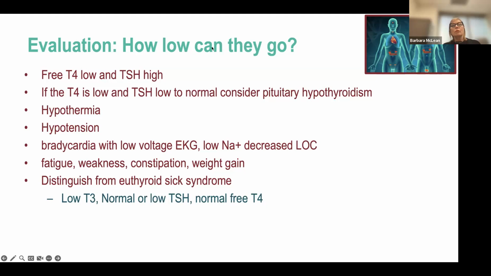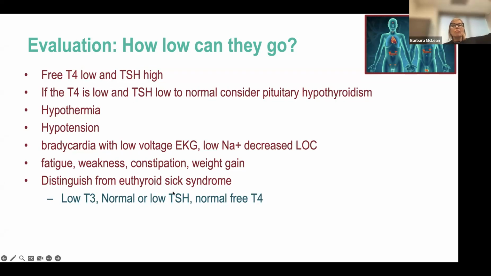Okay, so typically with myxedema coma, your free T4, this is good enough. T4 and TSH are fine here. T4 is low, TSH is high. Problems at the thyroid gland, your pituitary is responding appropriately. If your T4 is low and your TSH is low, you're now going to consider that this may be central pituitary hypothyroidism. But by the way, ultimately, that also is going to look like euthyroid sick syndrome.